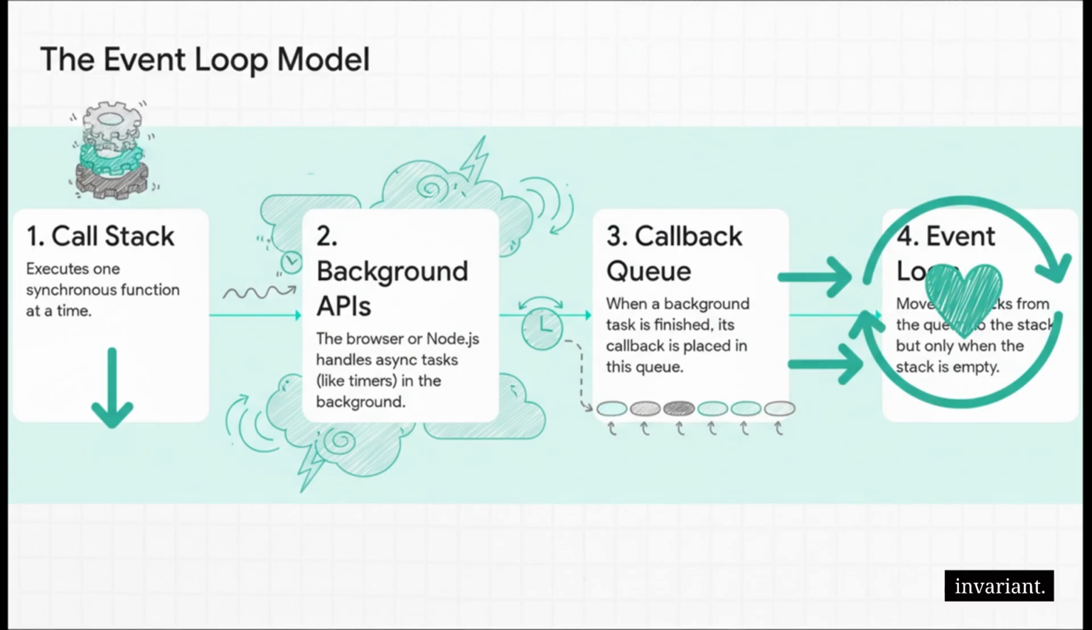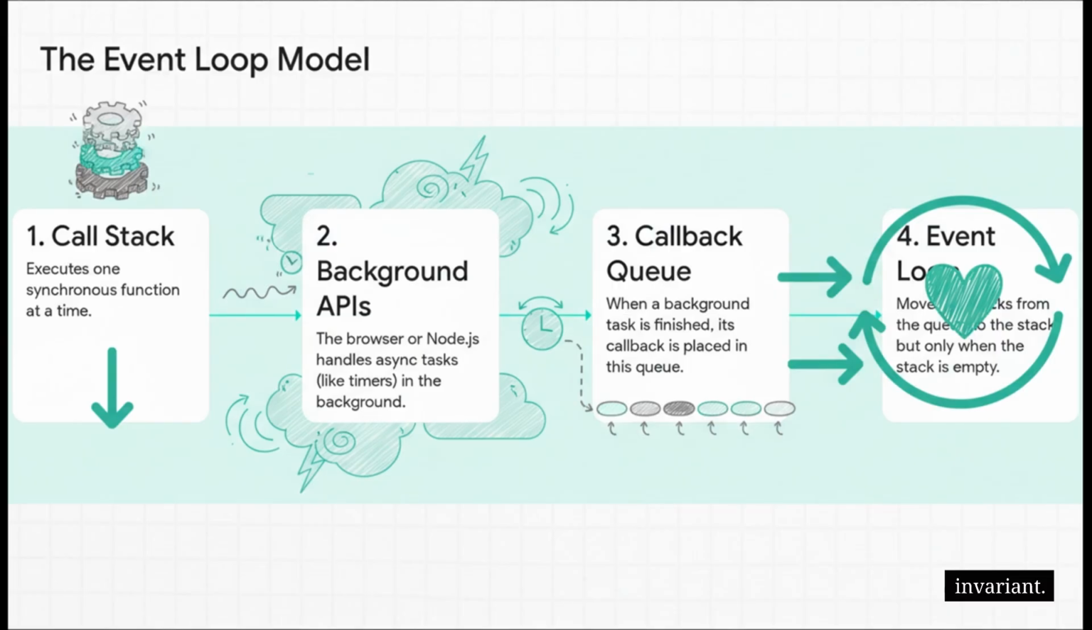When your code runs, each function call gets added to something called the call stack. But when it hits an async operation, like a timer or a network request, it doesn't wait. No, it hands that task off to the browser to handle in the background. Then, when the browser's finished, it places the result, the callback function, into the callback queue.